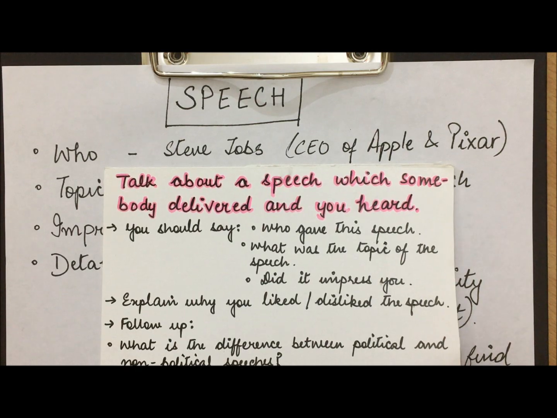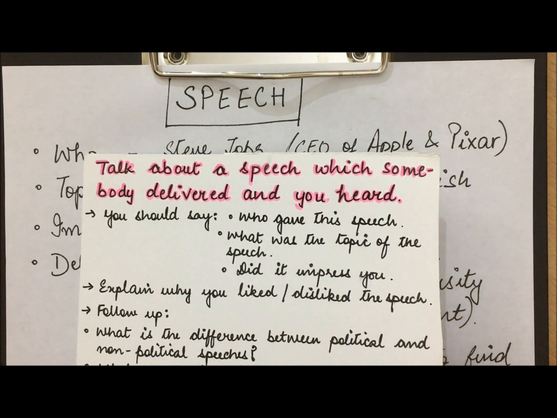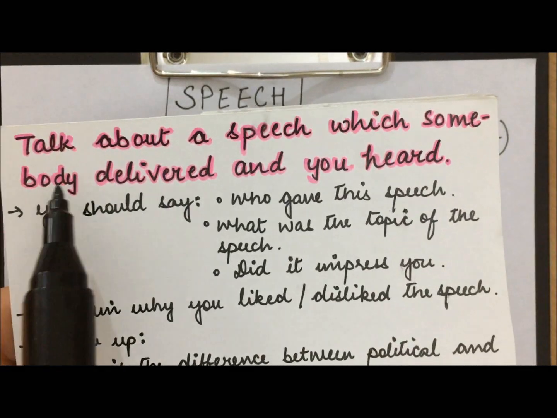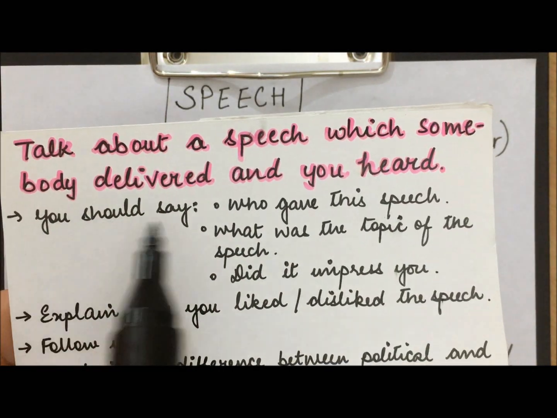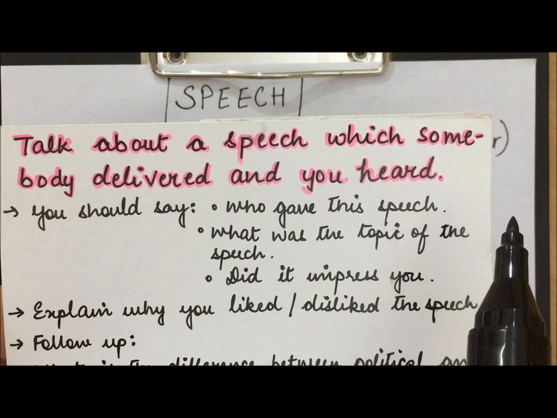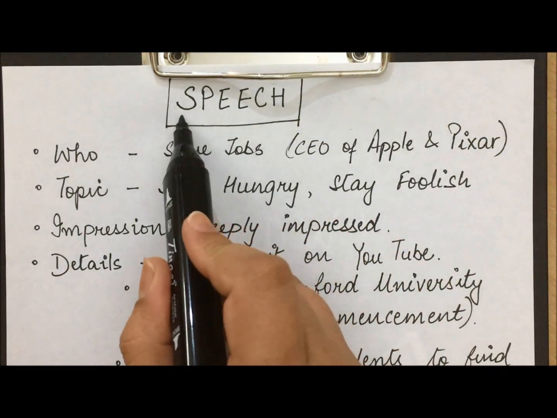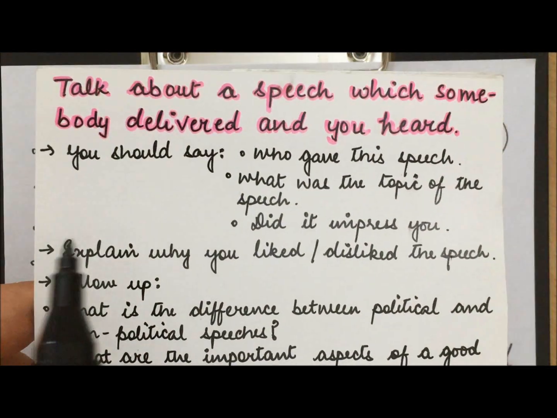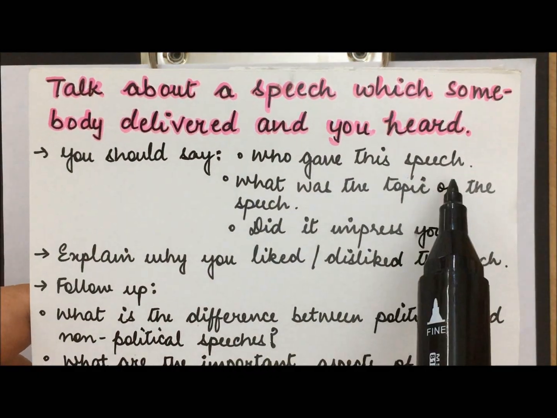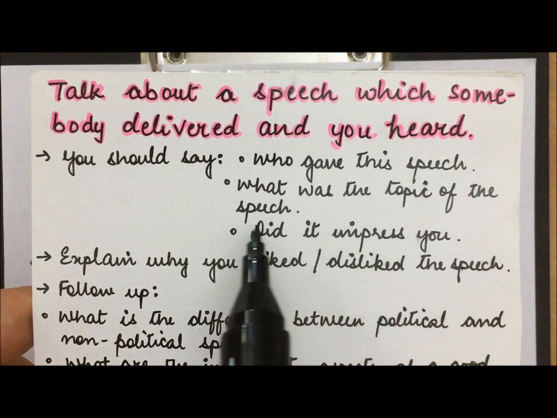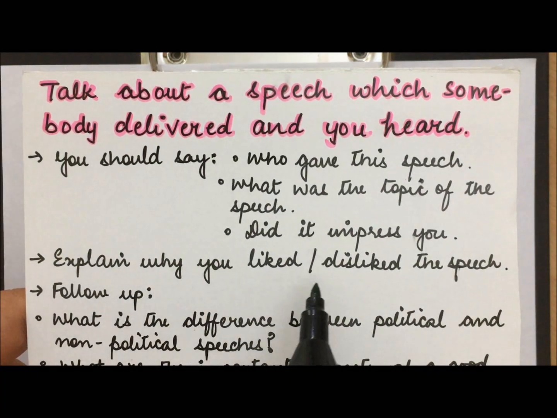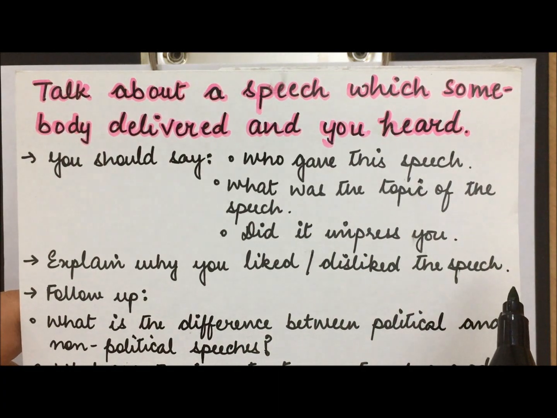Today I'm going to be discussing a new cue card. Let's have a look at our cue card. The cue card says, talk about a speech which somebody delivered and you heard. Okay, so this is technically about a speech. Now, you should say who gave this speech, what was the topic of the speech, did it impress you, and explain why you liked or disliked this speech.